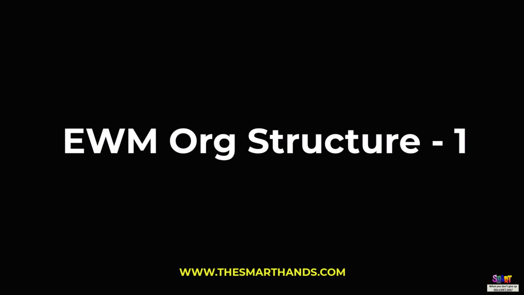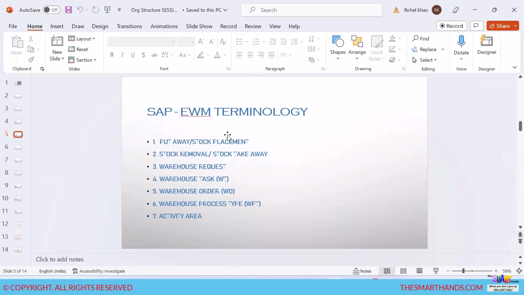So in yesterday's class, we have seen some basics of SAP EWM on the warehouse side. We'll continue that. Then in the system, we are going to configure the things. What is company code, plant? These are the terminologies we discussed yesterday.